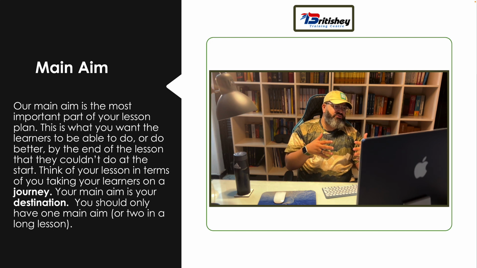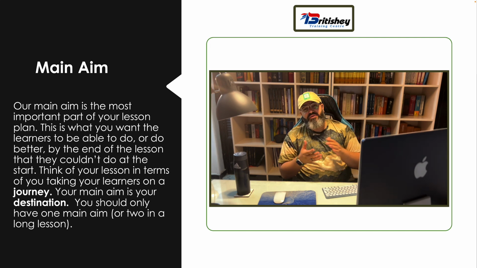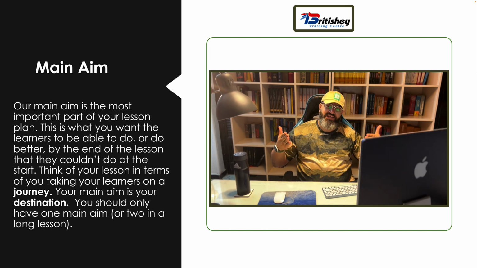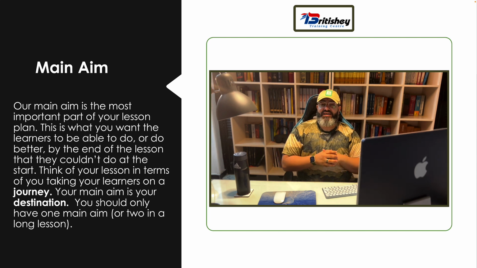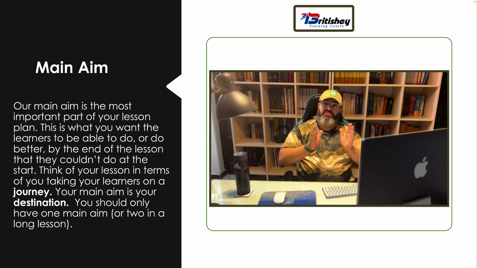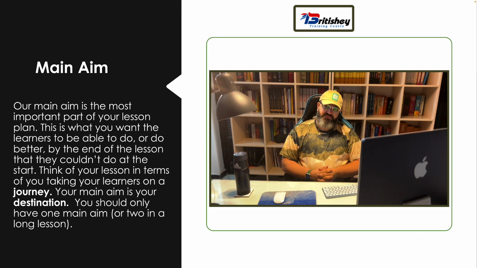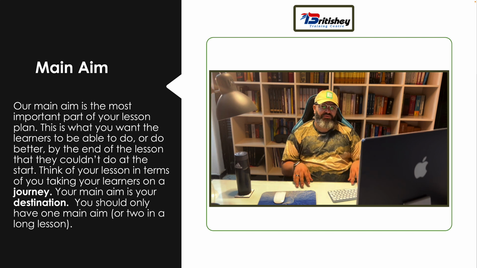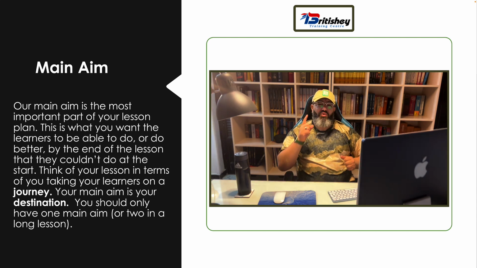Think of your lesson in terms of you taking your learners on a journey. Yeah, I totally agree with this part here, because yes, a lesson is like a journey. It has a start and it has an end point. And this journey is full of stages. And these stages should have aims as well. And all these aims should lead to the main aim towards the end of the lesson. Right. And then your main aim is your destination. I agree. You should only have one main aim, or 2 in a long lesson. I say on a CELTA course, most TPs are 45 minutes. Only one main aim, one sub-aim is enough. Right, but what about reality? What if you teach a lesson of 2 hours? Then you can have 2 main aims and 2 sub-aims. Fair enough, right.